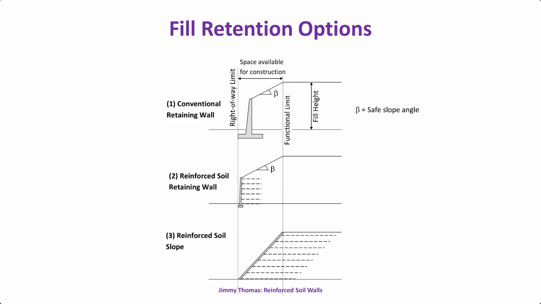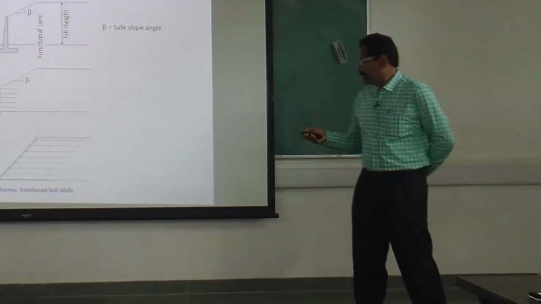Now coming to the fill retention options. So these are the basic options. We can have a conventional retaining wall with a slope, provided some space is available. If there is absolutely no space, then we'll have to have a vertical wall to the full height. We can consider a reinforced soil retaining wall with a back slope, or we can go for a reinforced soil slope. Again, these are the available options.